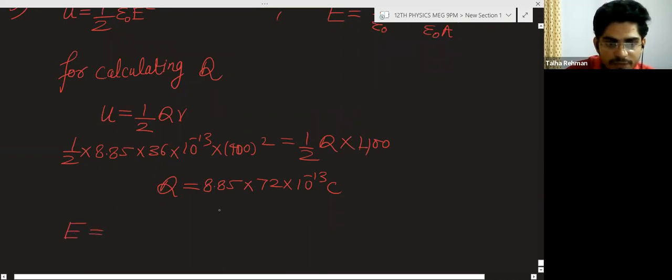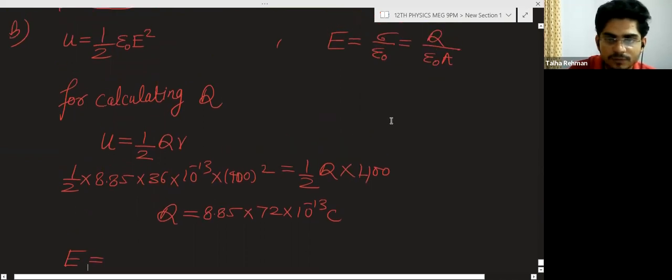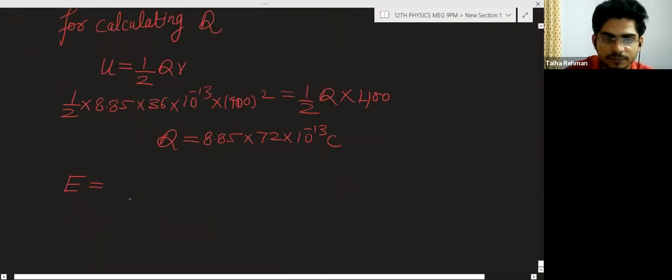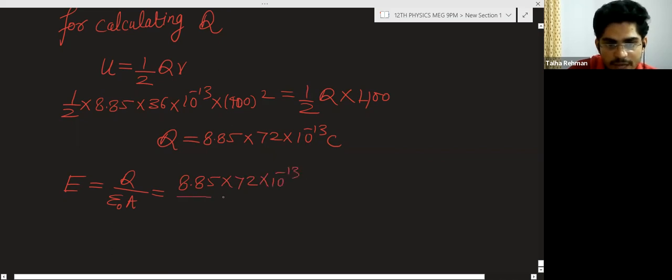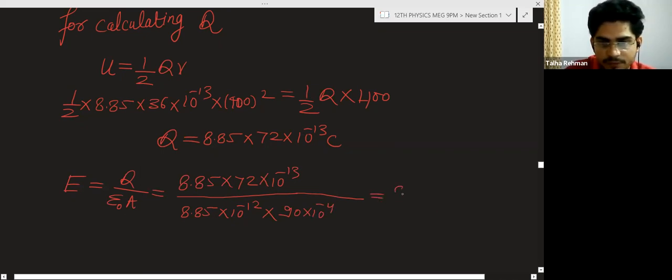So electric field is sigma by epsilon naught, and that is given by Q by epsilon naught A. So put all the values here. 8.85 into 72 into 10 to the power minus 13, and the value of epsilon naught 8.85 into 10 to the power minus 12 into area 90 into 10 to the power minus 4. When you calculate this, you will get the answer 800 volt per meter. And we have calculated the electric field.